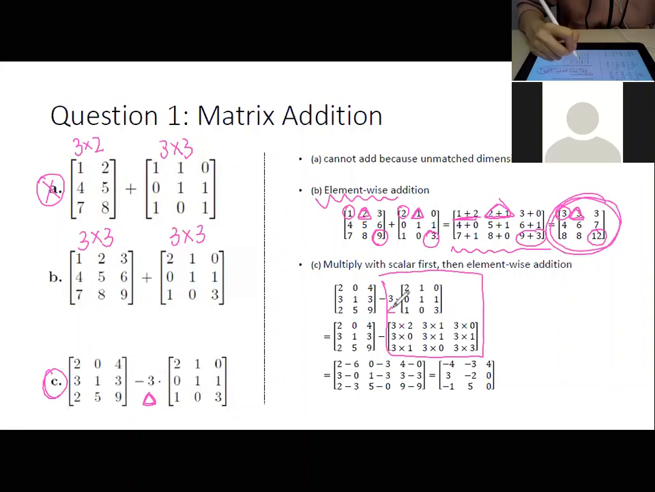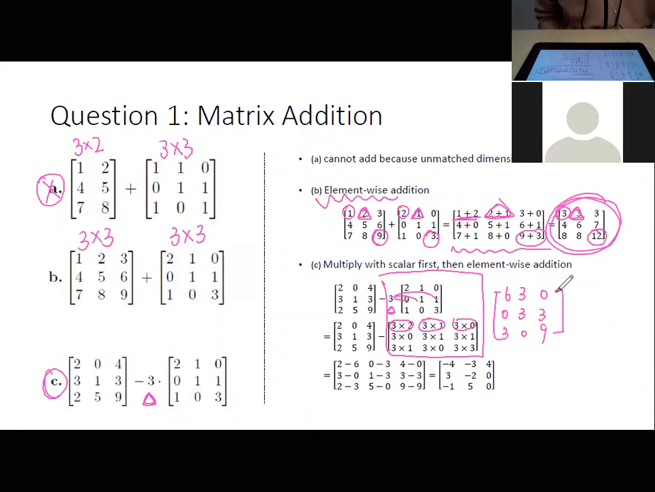We can see there is a scalar and there is a matrix. So according to point 3, we times 3 and 2, 3 and 1, 3 and 0, 3 and 0, 3 and 1, 3 and 1. Then we get the answer like 6, 3, 0, 0, 3, 3, and 3, 0, 9.